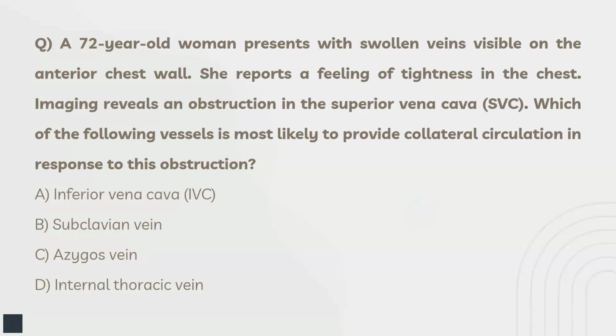Next question. A 72-year-old woman presents with swollen veins visible on the anterior chest wall. She reports a feeling of tightness in the chest. Imaging reveals an obstruction in the superior vena cava. Which of the following vessels is most likely to provide collateral circulation in response to this obstruction?